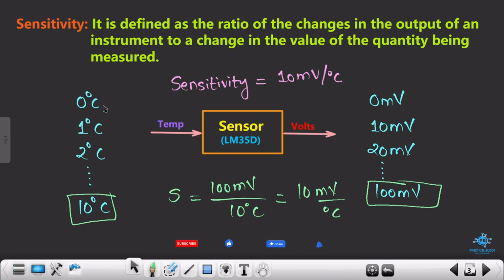Then what does that mean? That means if my temperature increases by 1 degree Celsius, from 0 to 1 degree Celsius, then the sensor provides 10 millivolts at the output. Similarly, if the surrounding temperature is 10 degrees Celsius, then my sensor will provide around 100 millivolts at the output side. Now the point to notice here is that it is in millivolts.